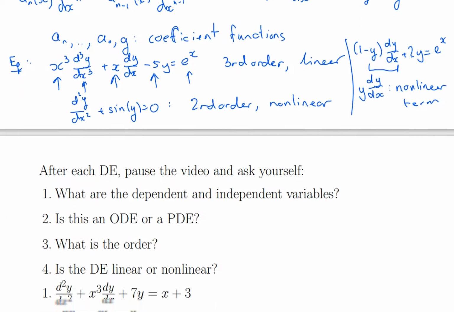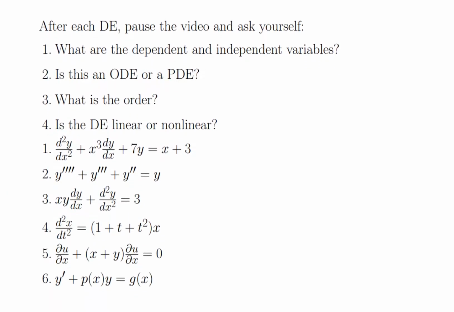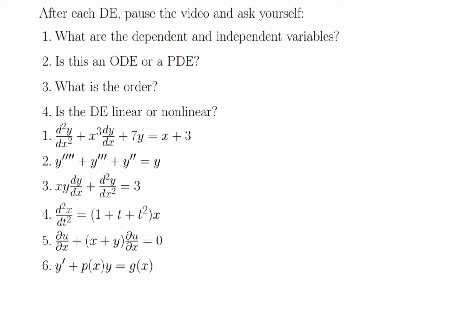Okay, so to wrap up, let's just do some examples. Now here's where you get to do some work. So here are 6 examples, and for each one you need to pause the video so you don't see the answer too soon and say, what are the dependent and independent variables? Is this an ODE or a PDE, ordinary or a partial differential equation? What's its order? And is it linear or nonlinear? So I'll pause for a second to allow you to pause the video and jot down the answers for these 6 questions.